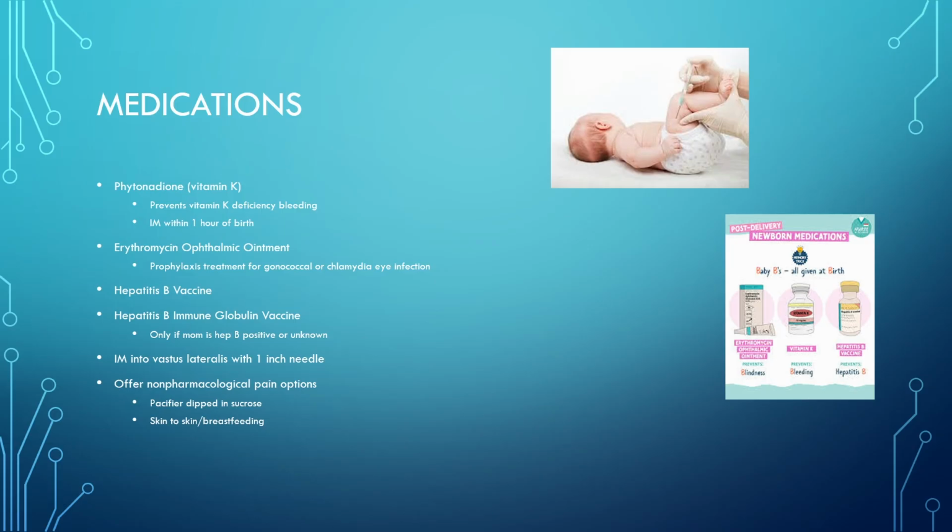And then the last one listed, the hepatitis B immune globulin vaccine. You may hear this referred to as HBIG. This should be given if it's known that mom is Hep B positive, or if you don't know her hepatitis B status. If that's the case, the baby would get the HBIG vaccine and also the hepatitis B vaccine. And these should be given within the first 12 hours of life. This will decrease the risk of that baby developing hepatitis B.